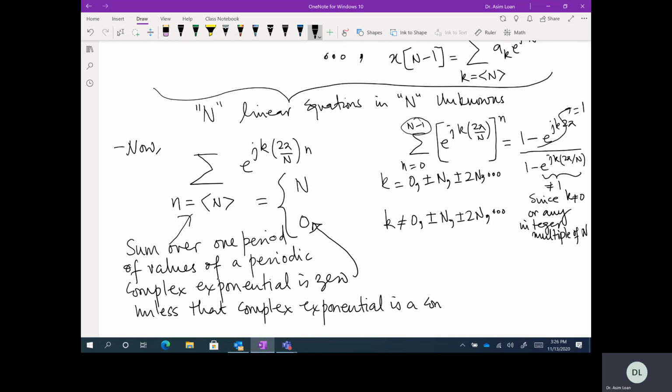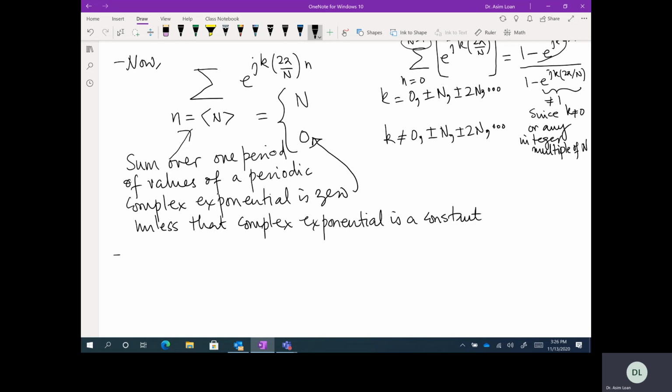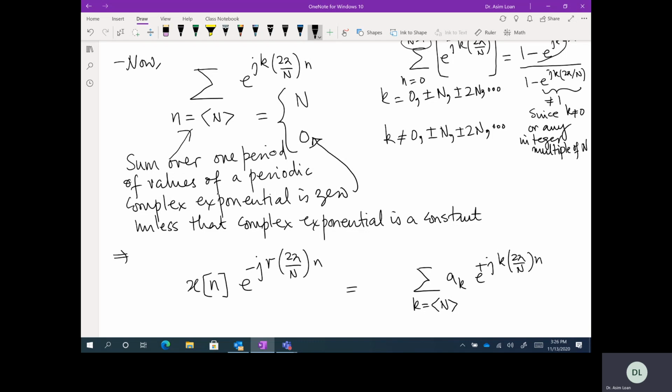Exponential is a constant. Okay. So keeping this in mind, if I have x of n and I multiply by e minus j 2 pi by n r n on both sides, so I have k n terms. So this is x of n equals the sum of a_k e plus j k 2 pi by n into n, and then I multiply this one over here, e minus j 2 pi by n r n, and then I sum this up.